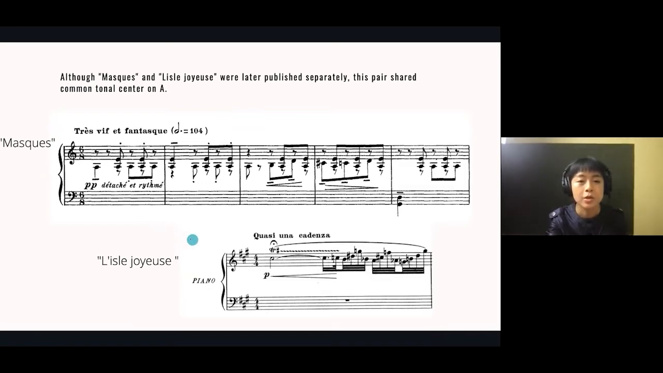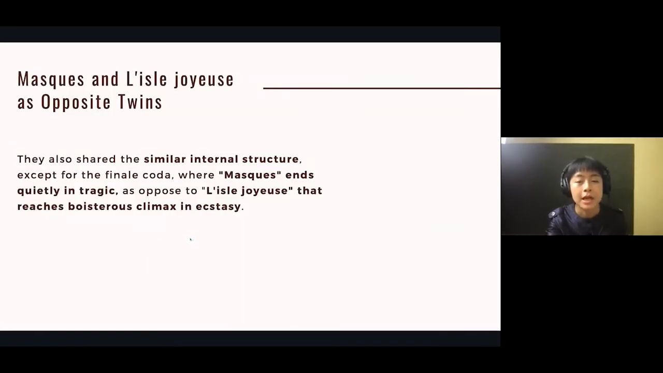Okay, so next, what else is similar is the internal structure. In the very beginning, we have this lively rhythmic structure, like a dance rhythm, and it goes on for a while. Then in the middle, you have a sudden shift of mood, going to a long, broader melodic line, a slower section, and it happens in both pieces. Then the rhythmic passage comes back again as a recap, followed by a coda.